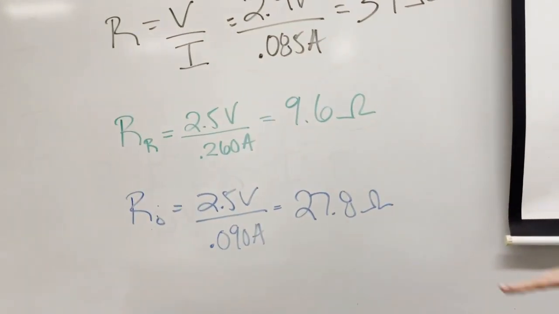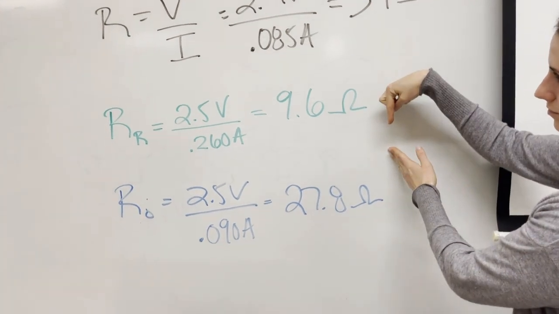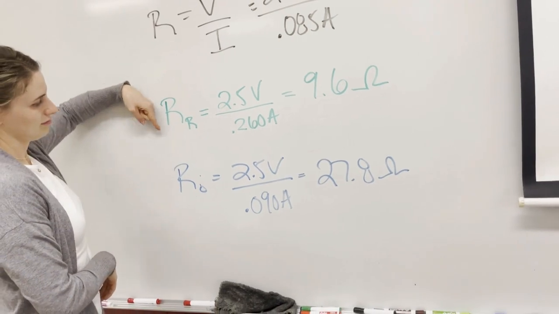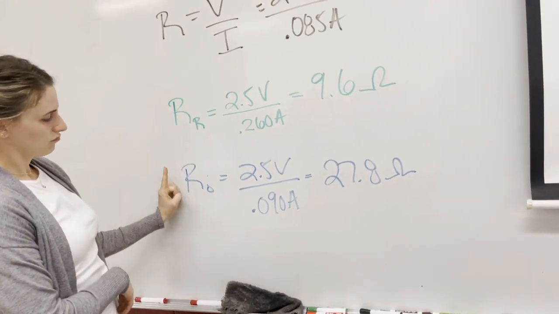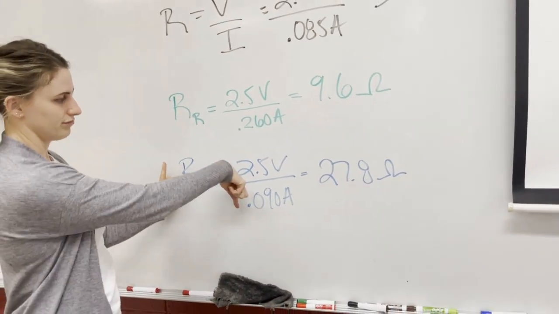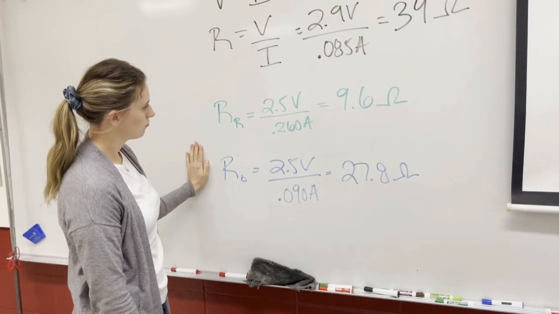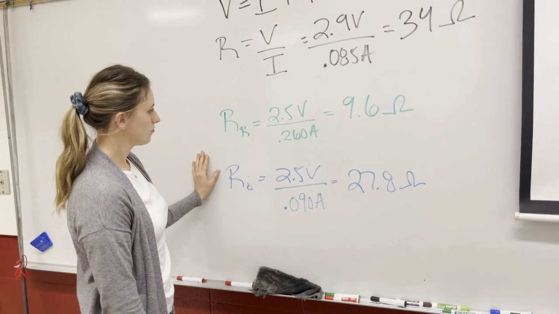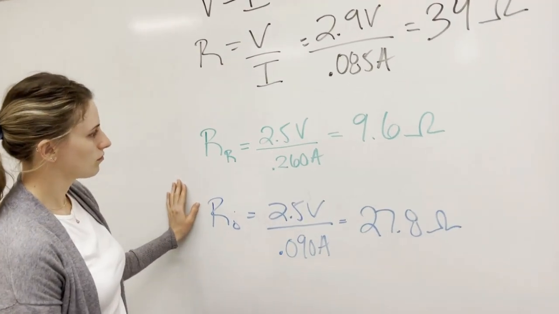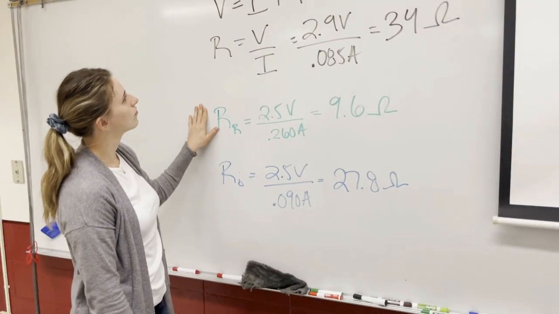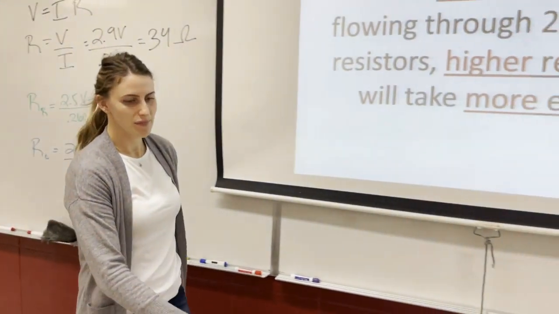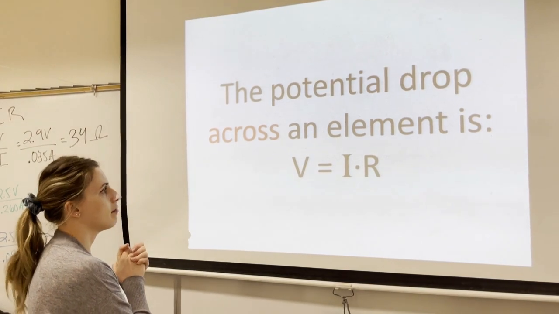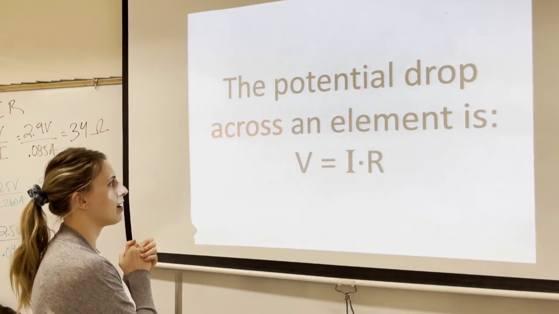And here's the evidence. The round bulb has less resistance, so it's easier for the electrons to get through. The oblong bulb has more resistance, and it's harder for the current to get through. So in a series circuit it gives up more energy going through the higher resistance, and gives up less energy going through the low resistance.